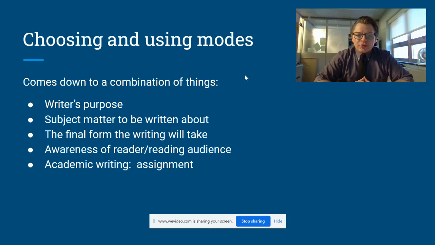When it comes to choosing and using rhetorical modes, that choice comes down to a combination of a number of things. I've got 5 of those here, but this isn't an exhaustive list. Those things include the writer's purpose, the subject matter to be written about, the final form that the writing will take, an awareness of reader or reading audience, and finally, within academic writing, an understanding of the assignment itself.